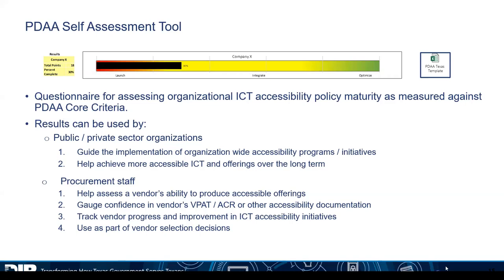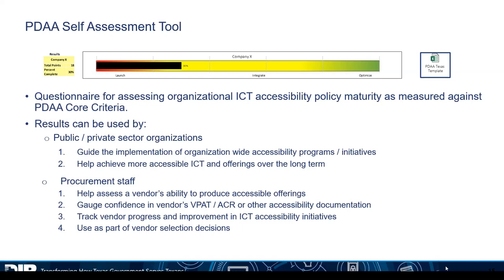Now for procurement, what's useful about it is that when you look at that result, it helps you assess a vendor's ability to produce accessible offerings. And it can help you gauge the confidence in the other documentation. So if they score very low here, but their VPATs or other documentation look like everything is supported, you have to figure out how to reconcile those things.